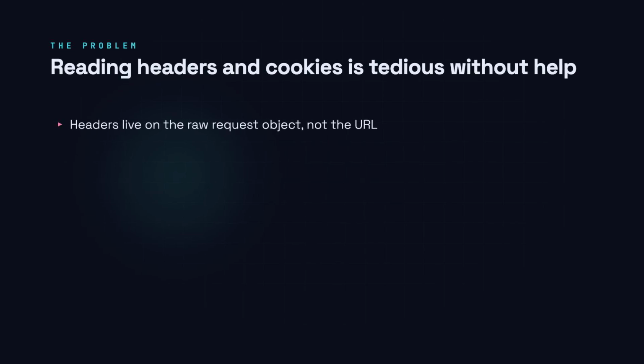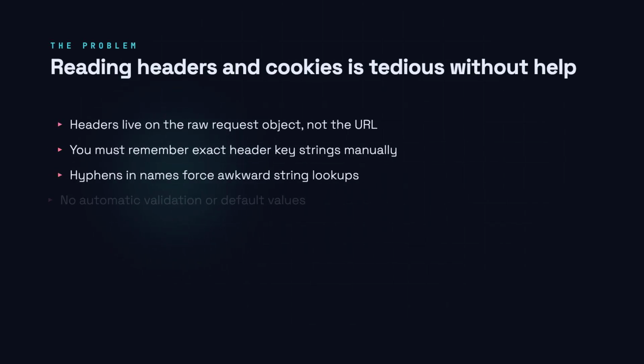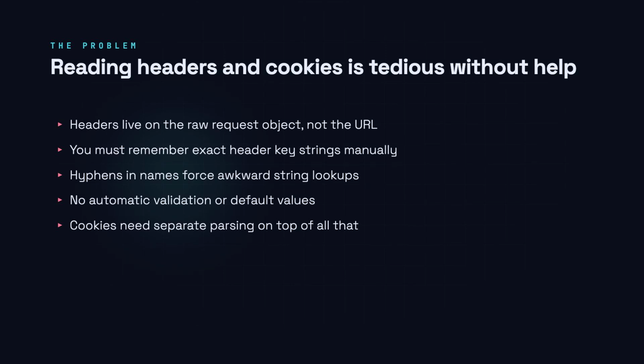Without a framework helping you, reading a header like authorization or accept language means writing something like request.headers.get, passing in an exact string key, and handling the case where it is missing yourself. Do the same for cookies, and you are now juggling two separate raw dictionaries. There is no validation, no documentation, and plenty of room for a typo to cause a silent bug.